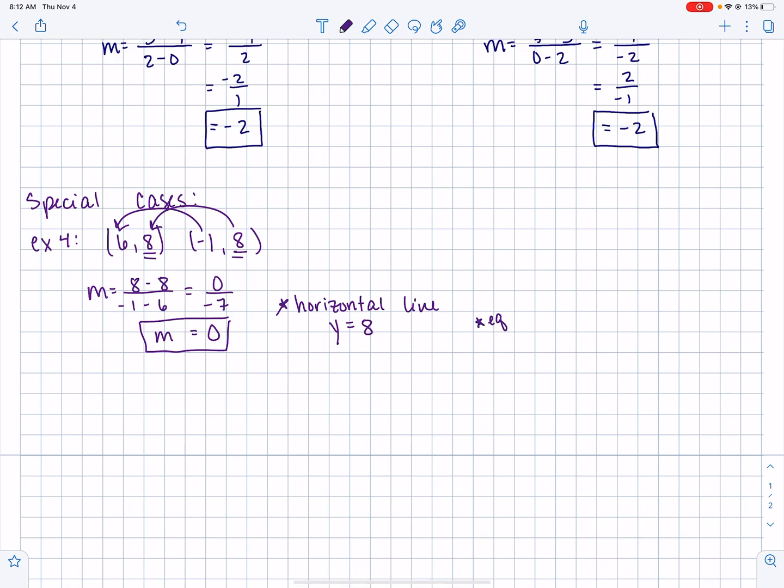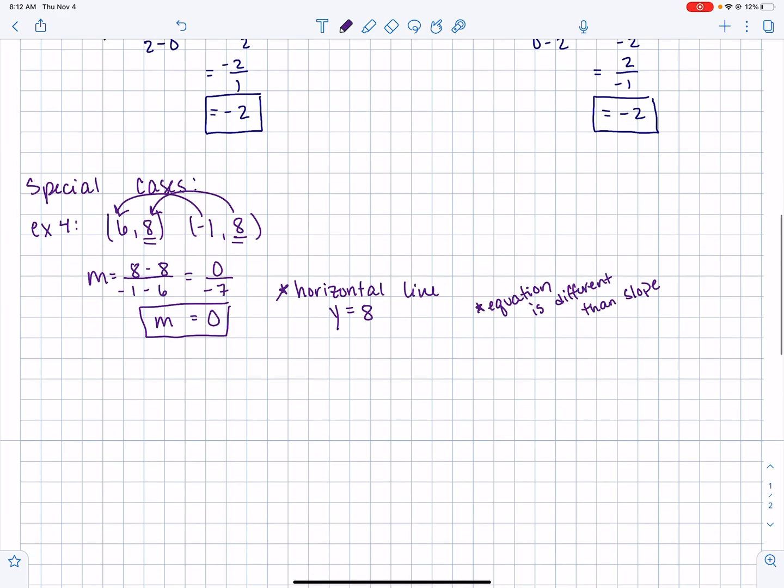As a reminder, the equation is different than the slope. Equation is different than slope. Slope is part of the equation of the line, just like the windows are part of a house. But the house and the windows are two different things.